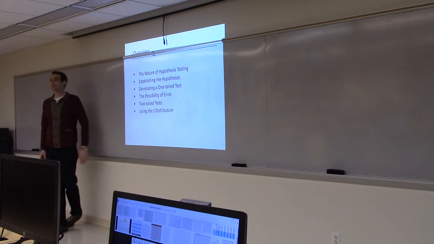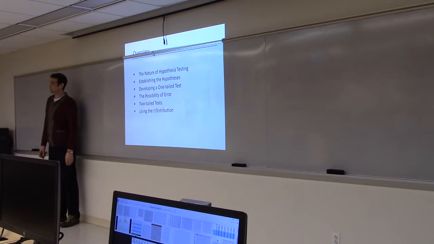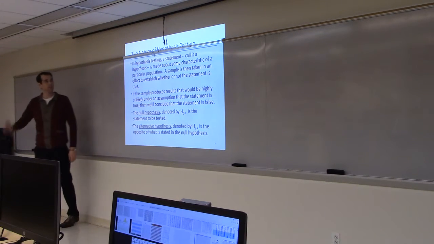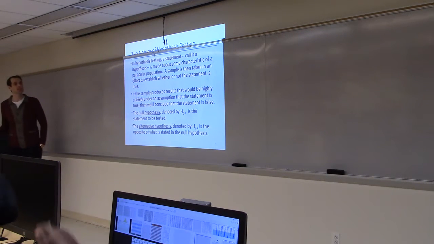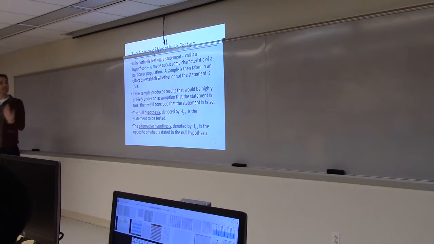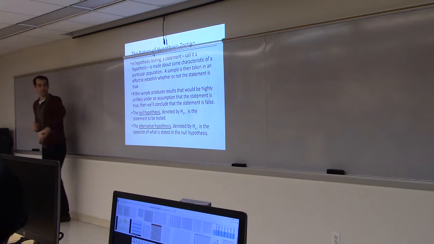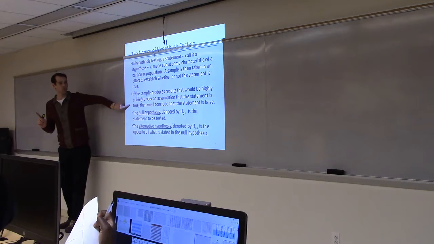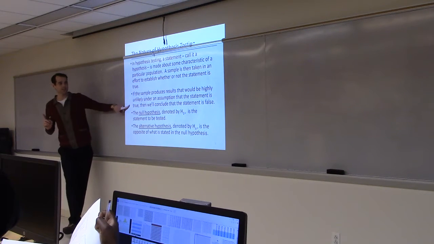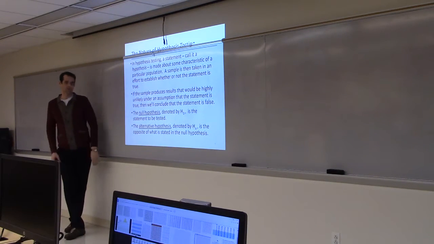And we learned how to use the t-distribution in the real-world scenario where we don't know a population standard deviation. In hypothesis testing, we make a statement. We call it a hypothesis about some characteristic. Then we take a sample in an effort to establish whether or not that statement is true. If the sample produces results that would be highly unlikely under the assumption that the statement is true, then we conclude that the statement is false.